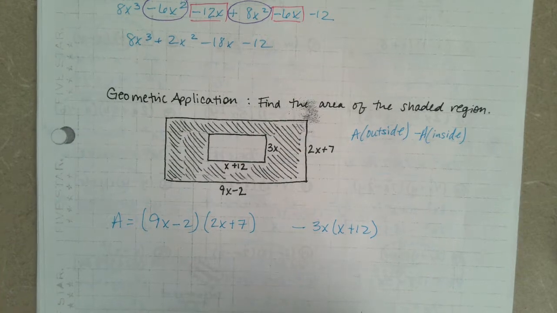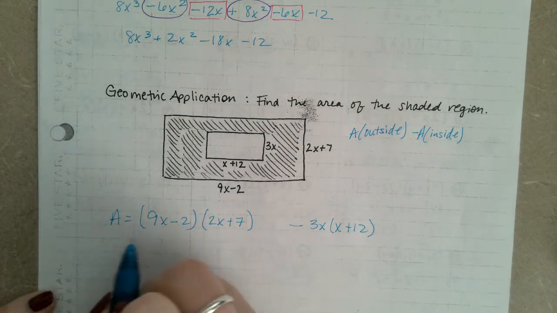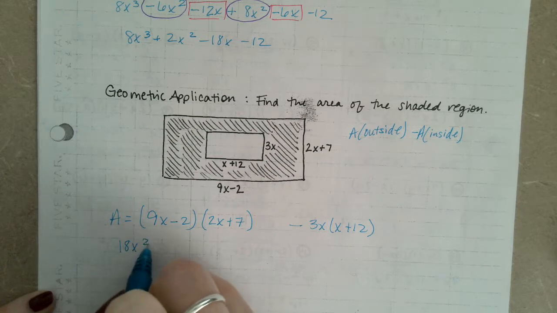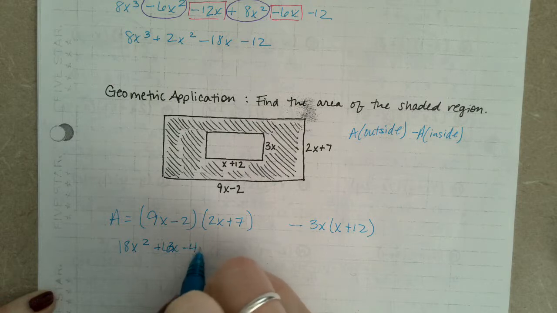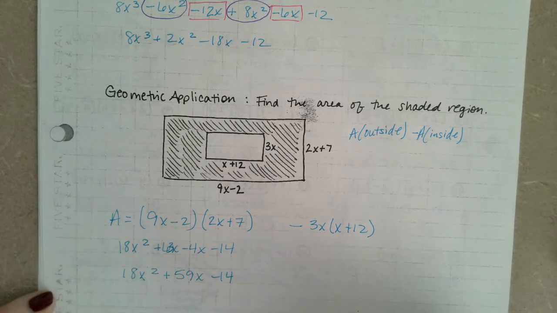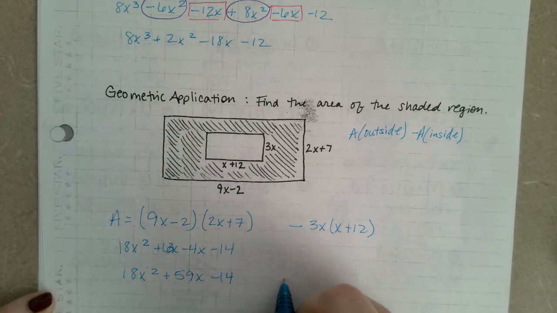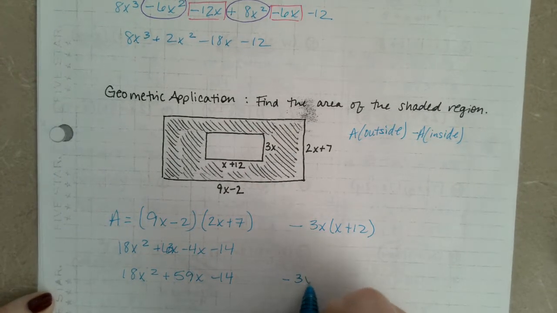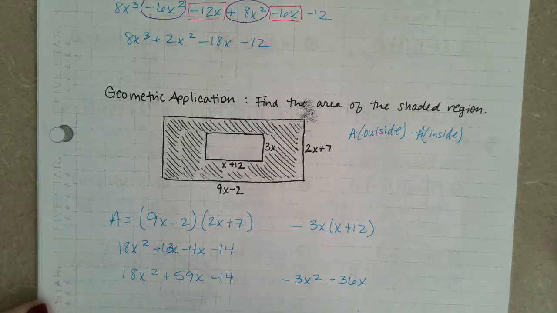So let's do some simplifying first. So we'll FOIL this first part. So that will give me 18x squared plus 63x minus 4x minus 14. I'll go ahead and combine these. Get 18x squared plus 59x minus 14. And over here, while I'm distributing this one, I'm going to take the negative 3x squared and negative 36x here.